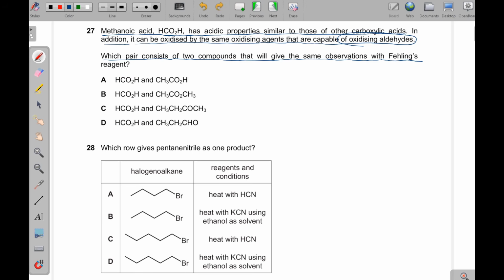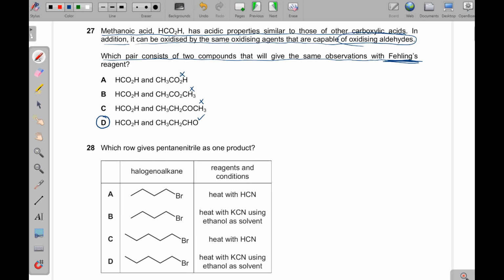Now, for Fehling's solution, we only look for aldehydes. This one is a carboxylic acid. This one is an ester. This one here is a ketone, okay? And then this one here is an aldehyde. That means we are going to have our answer as a D, as simple as that.